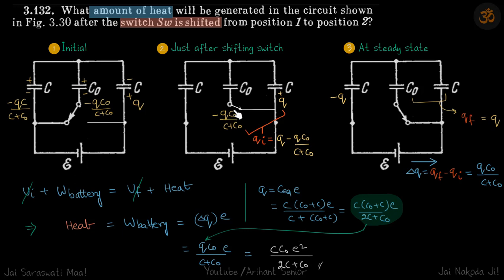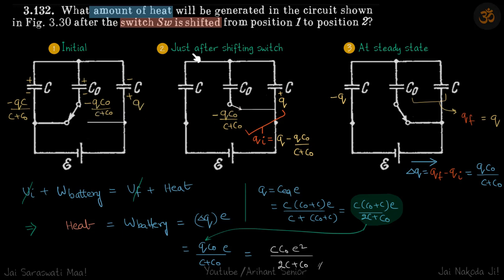So initially the system is like this. You can see from the charge distribution that if this is Q, then the sum of this is also Q, and the charge distribution on each of them is going to be, this will be minus QC by C plus C naught, and this will be minus QC naught by C plus C naught, because charges on these capacitors are proportional to their capacitance, and the total charge on them is minus Q, because on the other side it is plus Q.